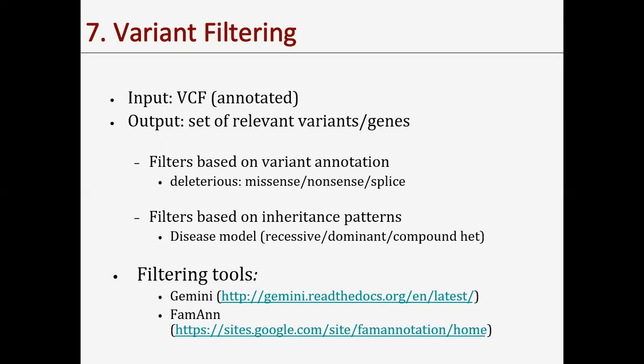The filters are also based on the inheritance patterns, whether it is a recessive mode, dominant, or compound heterozygous. Those inheritance patterns we should understand and then filter based on that. There are different sets of filtering tools, like Gemini, FAM, and many others you can use, which are automated. Or this filtering can be done using the simple grep command in Linux, or you can use Excel for the filtering. Whatever is your comfort zone, you can use those things.